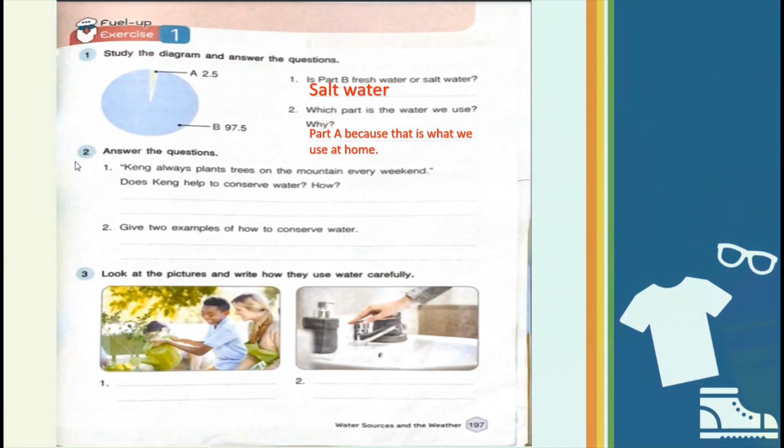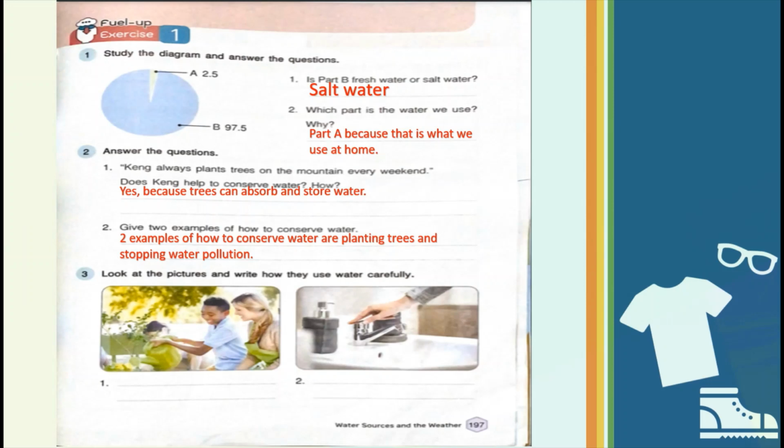For question number 2, Keng always plants trees on the mountain every weekend. Does Keng help to conserve water? How? The answer is yes. She can help to conserve water because the trees can absorb and store water. Now give 2 examples of how to conserve water. We have 2 examples: planting trees and stopping water pollution. Or in simple ways, you can pick up trash. That is already a very good example of how to conserve water.